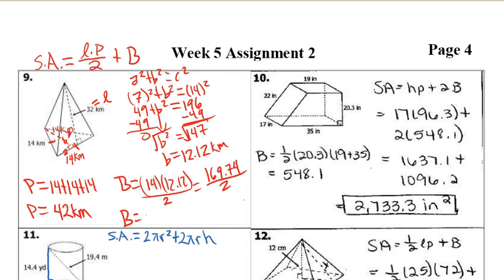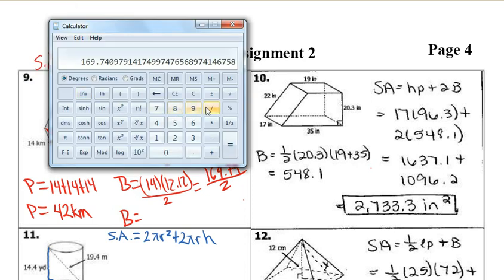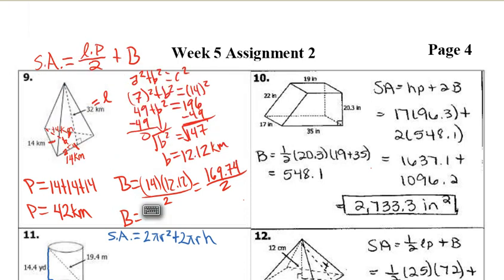For B, actually, this is getting B, not my final answer. So B is divided by 2, 84.87, and this is area, so this is kilometers squared. So now I could just plug it all in. It doesn't look like I have space, but let's do it on top then.